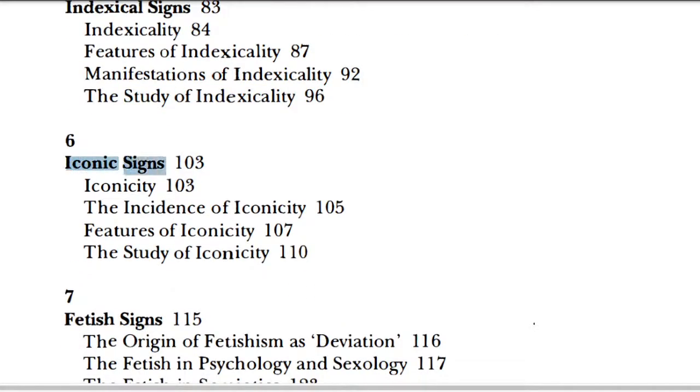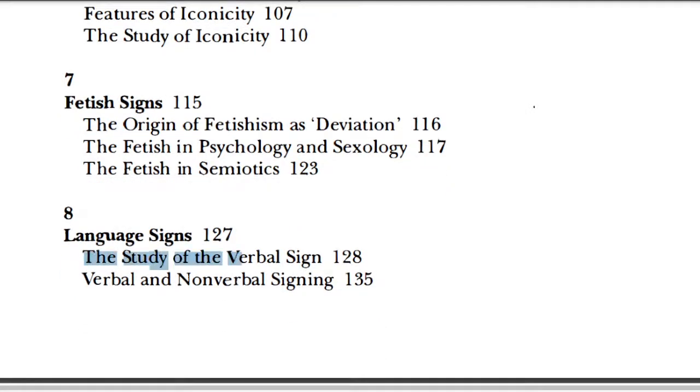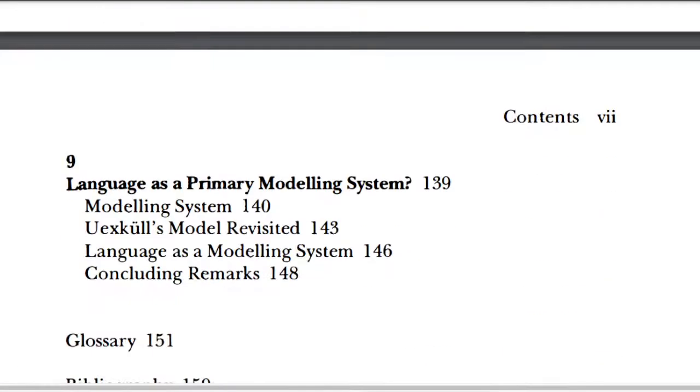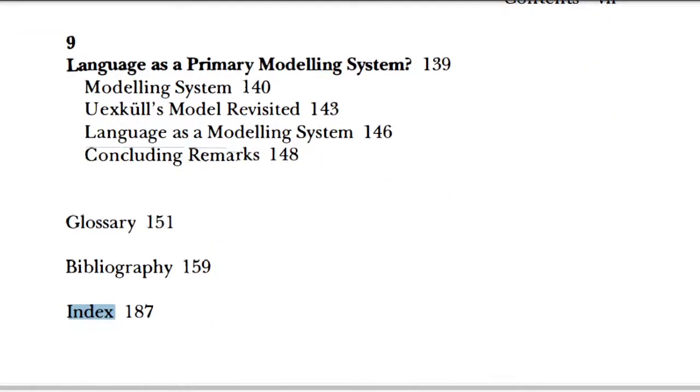Then there are iconic signs. Iconicity, the incidence of iconicity, the features of iconicity, and the study of iconicity. Then there are fetish signs, the origin of fetishism as deviation, fetish in psychology and sexology, and the fetish in semiotics. Then there are language signs, the study of the verbal sign, verbal and nonverbal signing. Language is a primary modeling system, language as a modeling system, and concluding remarks. And then there's going to be a glossary at the end, the bibliography for our references, and an index. Interestingly enough, the indexicality of the book will be manifested in the index.